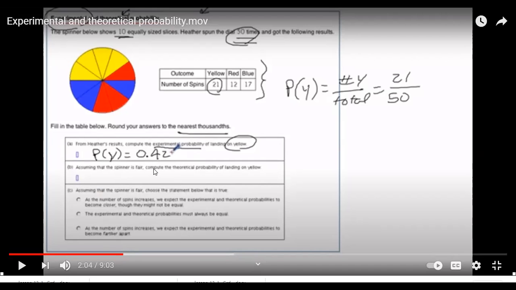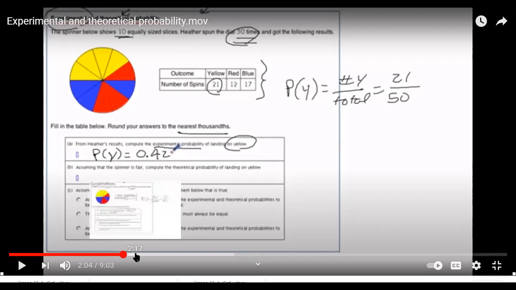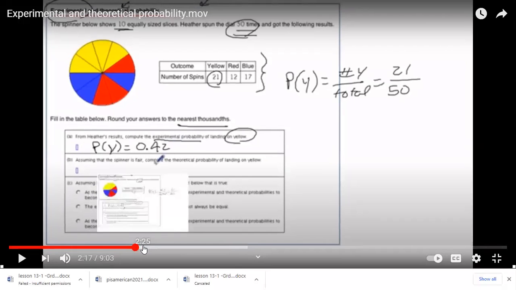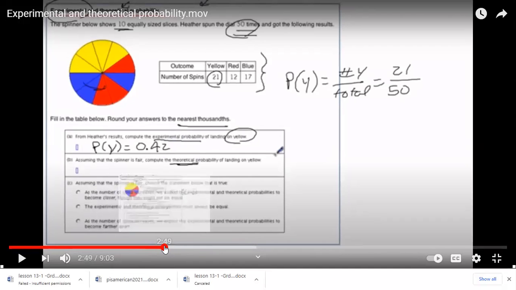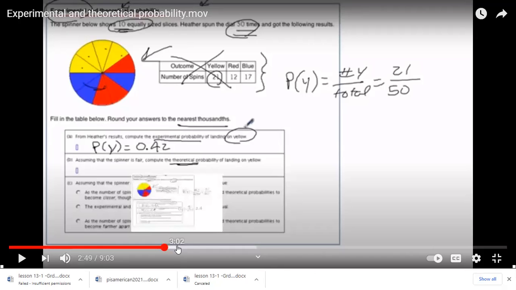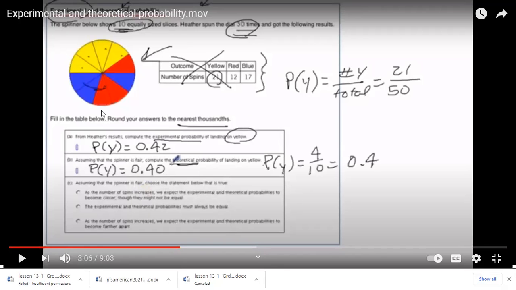Second part. For this spinner, compare the theoretical probability. How will we calculate the theoretical probability in this question? How many times does it land on yellow for the spinner? 4 times, out of how many? 10. Out of 10. To change it into a decimal, it becomes 0.4, right? Now we want to compare. What do you notice about the two results?